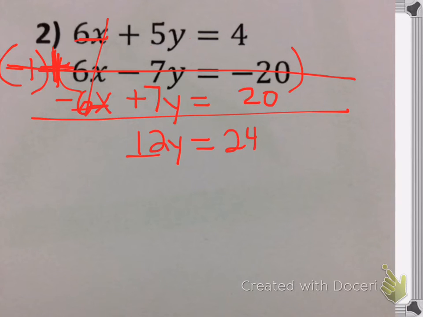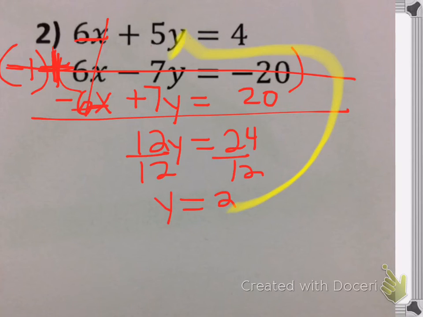To get the y by itself, we're going to divide both sides by 12. And I get y equals 2. I'm still not done though. Wish I was, but I'm not. I got to take this 2 and substitute it up into one of the two equations in place of the y. So I'm going to have 6 times x plus 5 times y, our y is 2, equals 4. And I'm going to finish solving that equation. So 6x plus 10 equals 4.